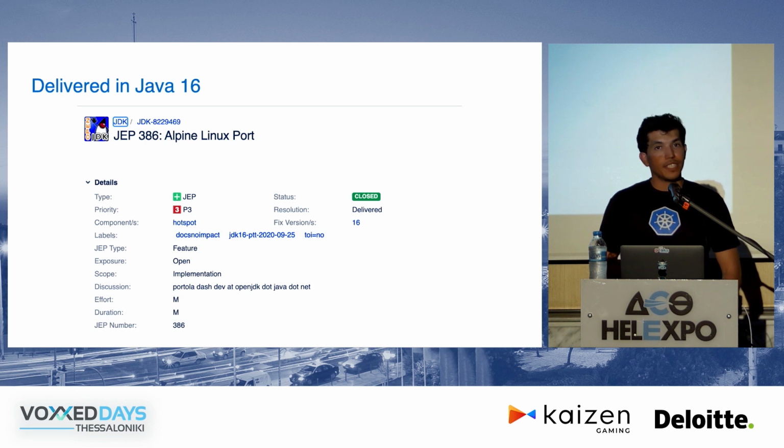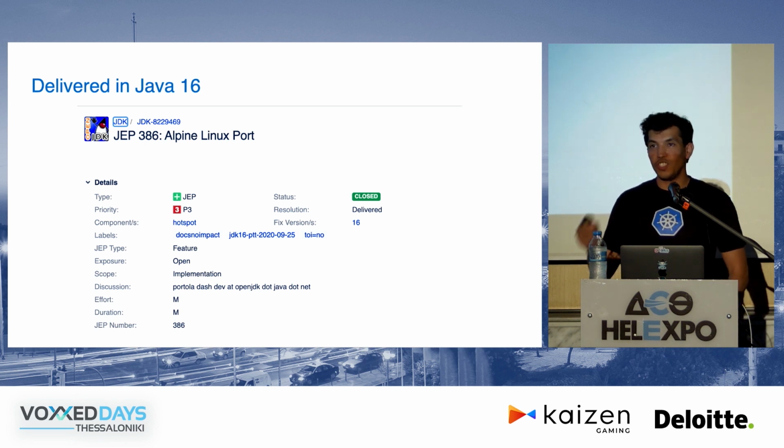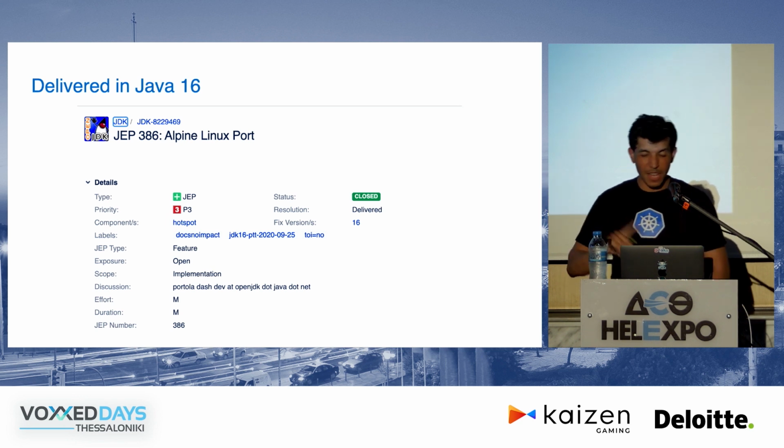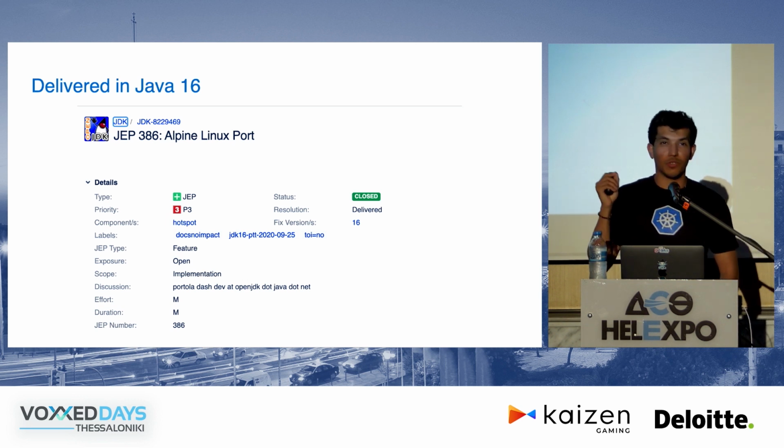And in Java 16, Portola got merged. So the JVM finally is ported to Alpine. If I did this talk 2 years before, in 2019 or 2020, it wasn't the case. But I think in late 2021, Project Portola got merged, which is cool.